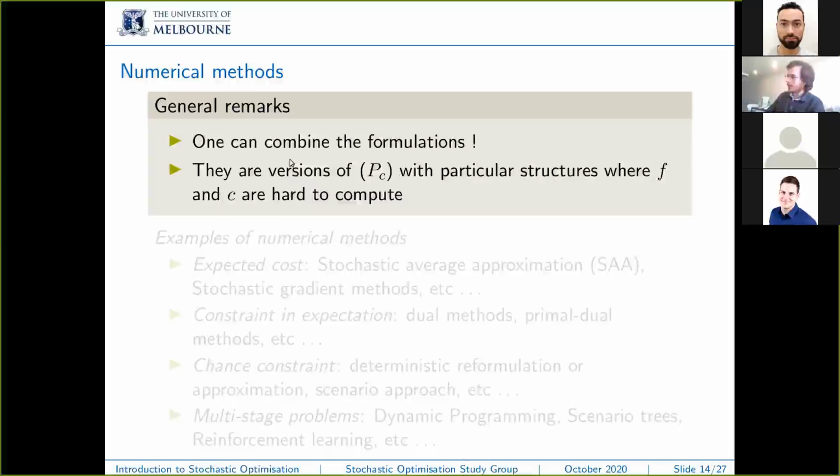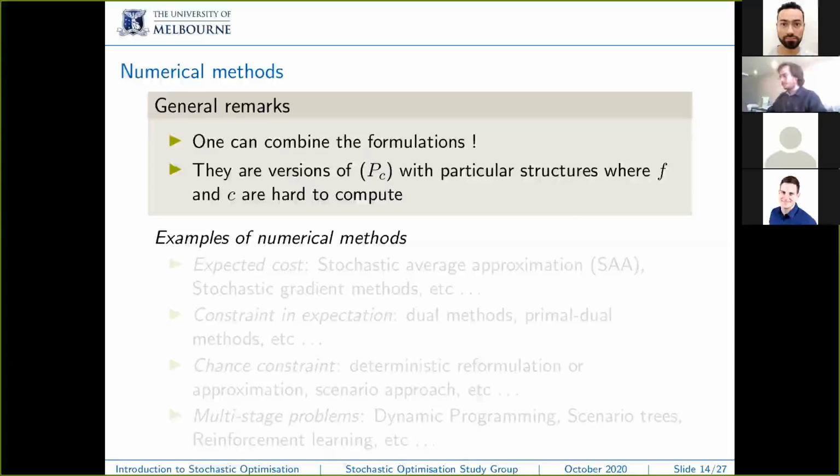And secondly, the problems I just presented are particular versions of the general one I call PC, with the cost and the constraints, where the costs have particular structures. Typically they are hard to compute because, with any type of probability distribution, computing the expectation of some function might be impossible to do analytically. But since you have some structure with the probability expectation, you might come up with methods that take advantage of this.